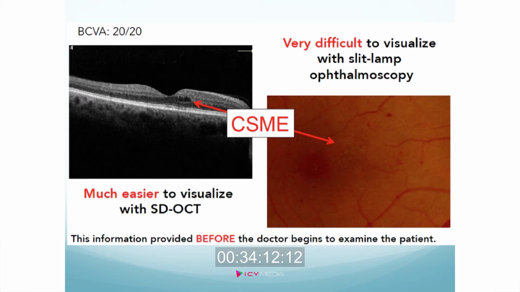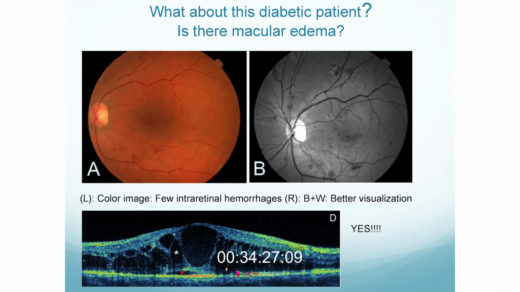So this is a perfect example of a case where the OCT saved us in the clinic because the patient was referred out in a very timely manner for intervention, whereas we might have sat with this patient longer if we didn't have the scan. What about this patient?